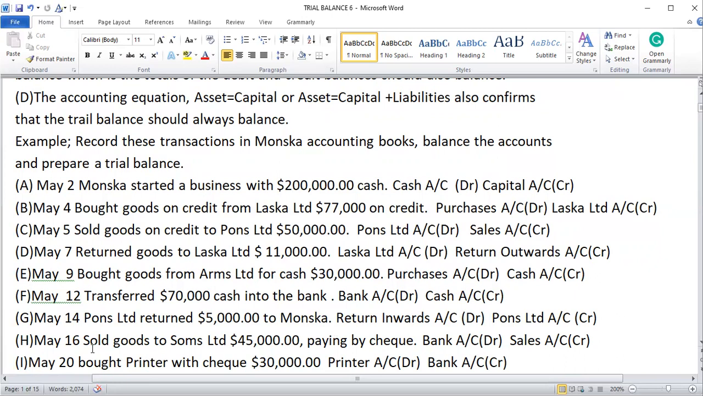May 16, sold goods to Sons Limited, $45,000, paying by check. When you hear check, it means bank. So the bank account will be receiving the money, so it will be debited. And the sales account is giving out the goods, so it should be credited. May 20th, bought printer with check, $30,000. So the printer account is receiving the asset, so it should be debited. And the bank account is giving out the cash, so it should be credited.